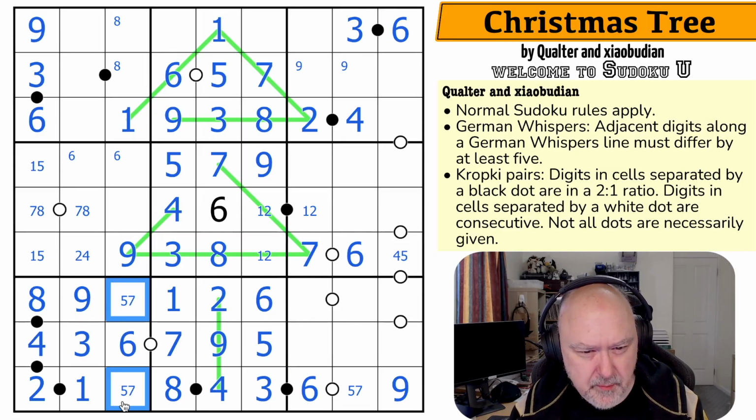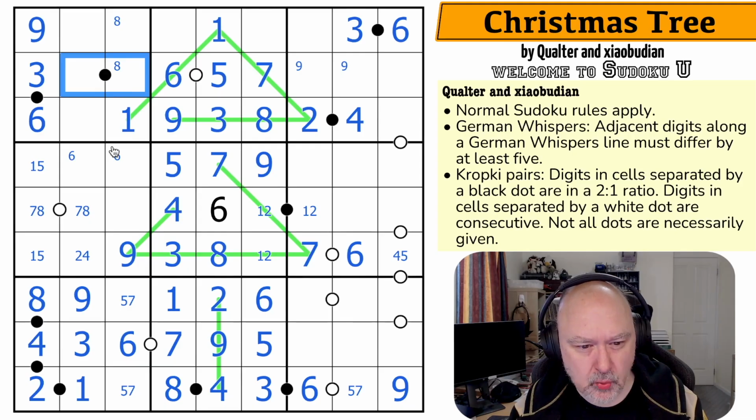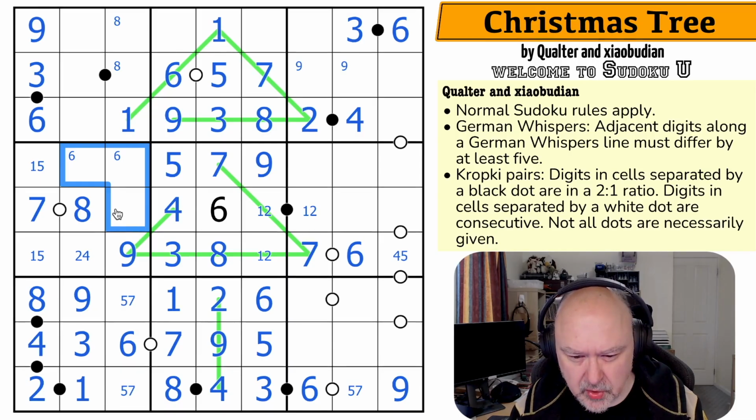Yeah, I've got this terrible feeling I've made a mistake. So what is this? They all seem to be possible. The 8 looks up making that the 7 and that the 8. So yeah, I've got this horrible feeling.